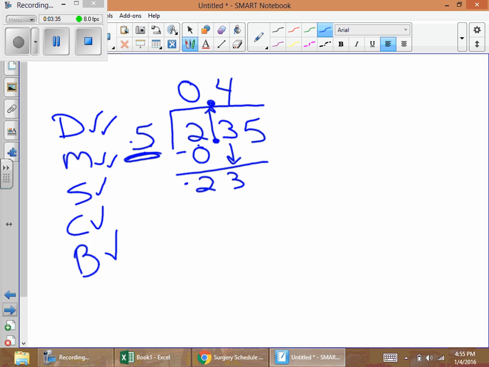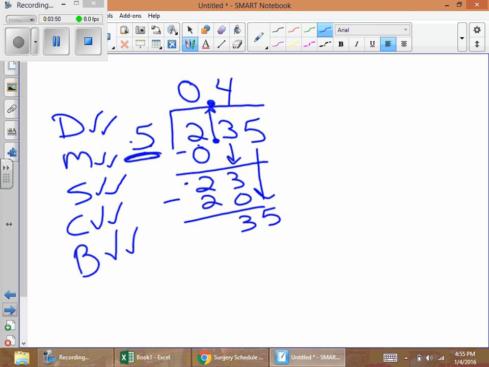Now we have to multiply again. 4 times 5 is 20. Then I'm going to subtract again. 23 minus 20 is 3. I'm going to check, is 3 smaller than 5? Yes, it is. And I'm going to bring down the 5.